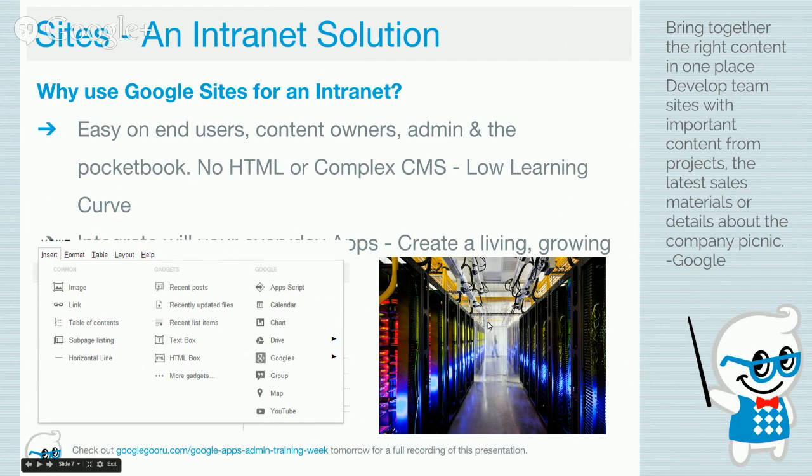And then, like I mentioned, you're getting a Google product, you're getting Google reliability, you're getting 99.99% uptime. So think of that in terms of weighing Google Sites versus, I don't know, WordPress or Papyrus. There are some other solutions out there, SharePoint. And I think this is a quote from Google that said it well: bring together the right content into one place. You want to make a hub for people for their information. This is the information age, so why not take advantage of that with Sites?